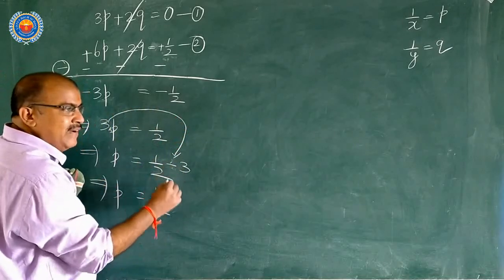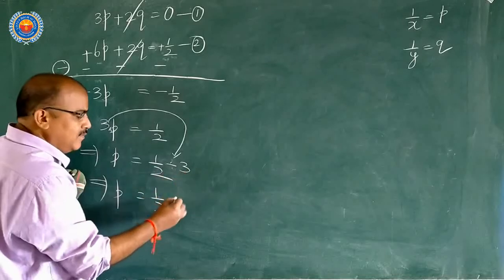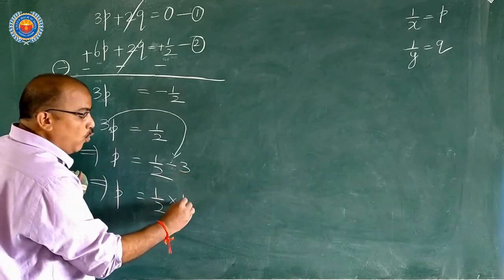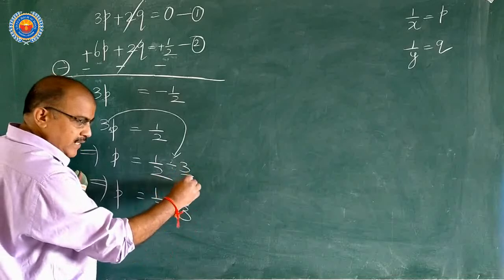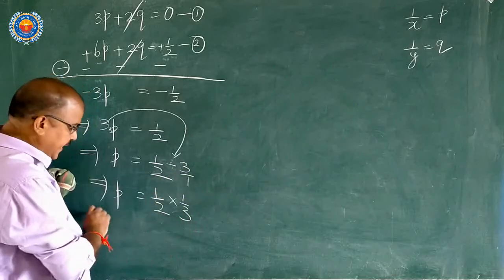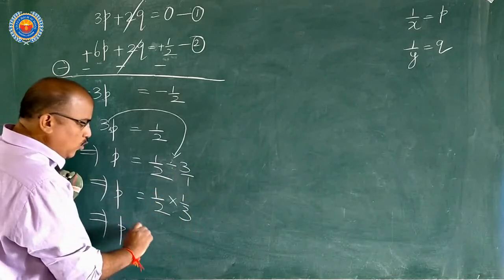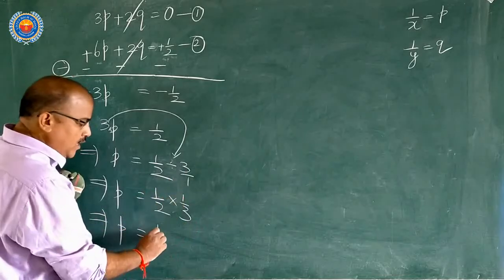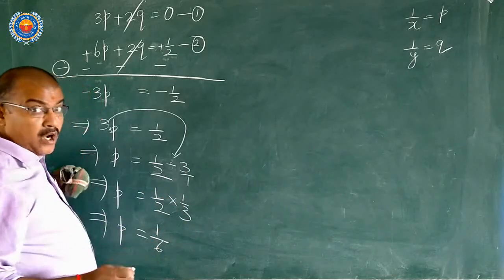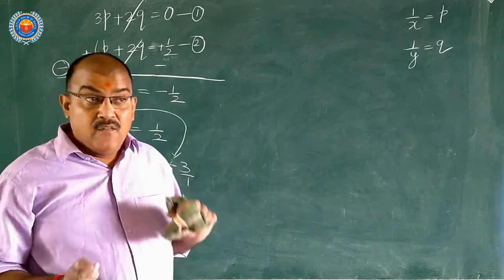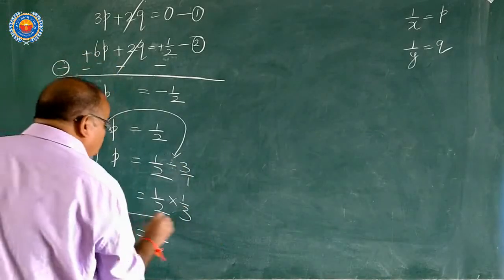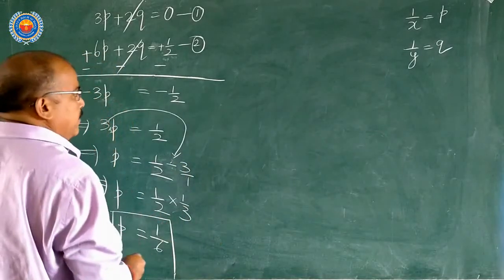This will be divided by 3, that is multiplied by the reciprocal of 3, which is 1 by 3. So 3 by 1, reciprocal 1 by 3. That implies p is equal to 1 into 1, 1; 2 threes are 6. Now I got the first value: p is equal to 1 by 6.